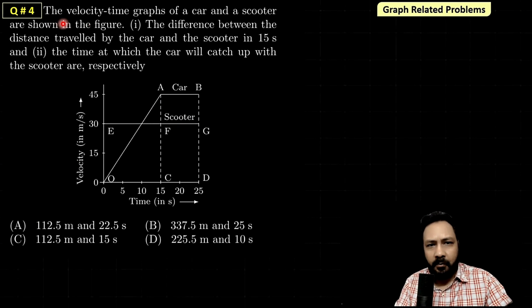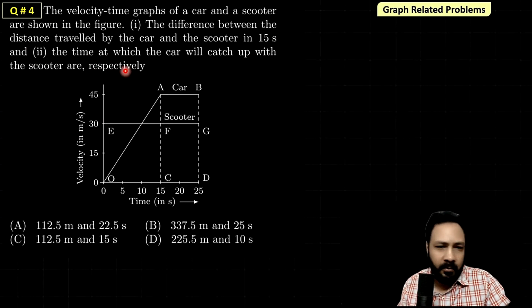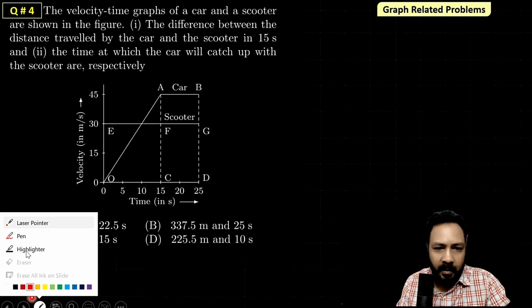So let's see this question here. The velocity time graph of a car and a scooter is shown in the figure. This is the graph for the scooter. This is the graph for the car. We have to find the difference between the distance traveled by the car and the scooter in 15 seconds, and the time at which the car will catch up with the scooter. So we have to find two things.